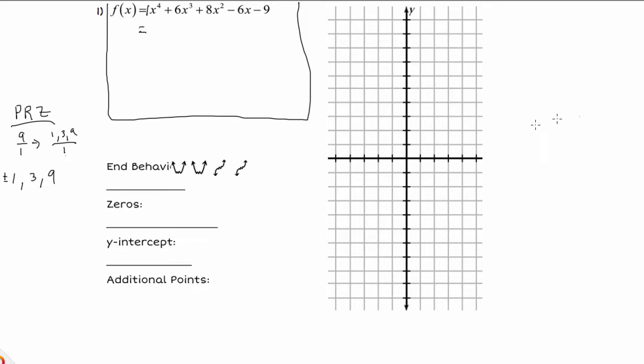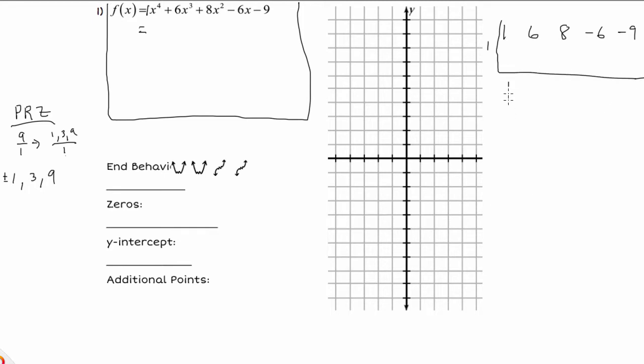Okay, so I'm going to start my synthetic division. Let's do it over here. And I have 1, 6, 8, negative 6, and negative 9. And I'm going to put my 1 out in front. I'm going to try that one first. If that doesn't work, I'm going to try negative 1.